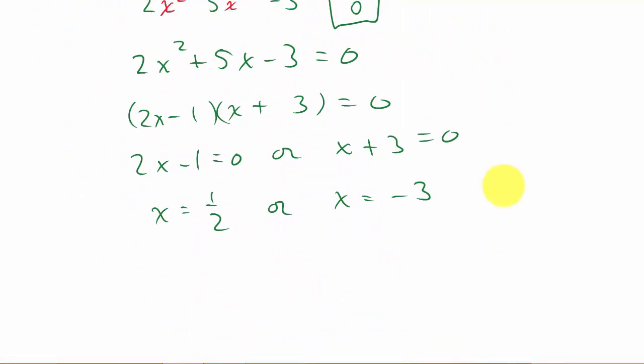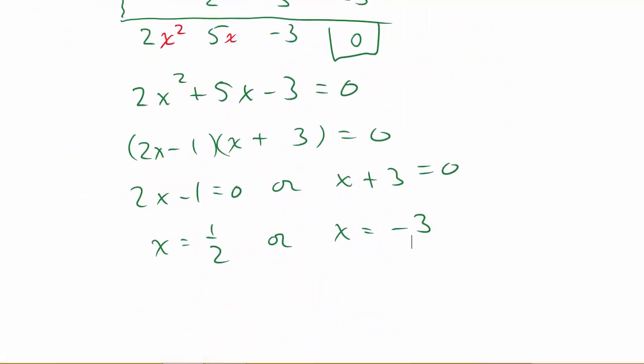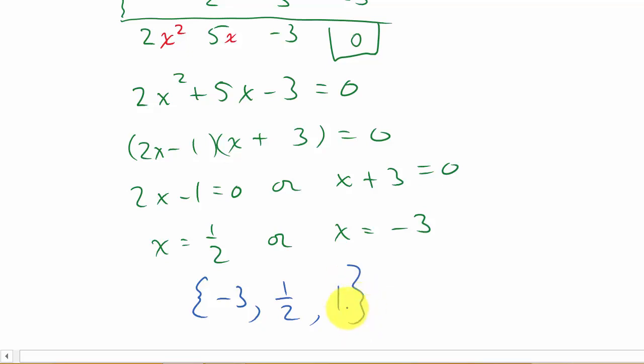And so our solution is going to be -3, 1/2, and 1. Those are your zeros.